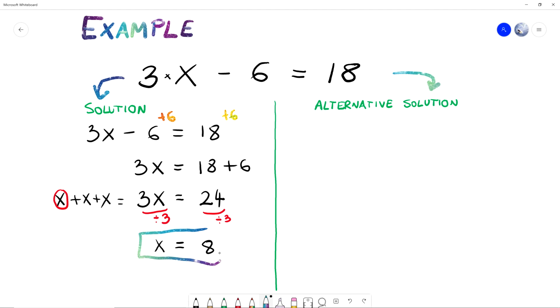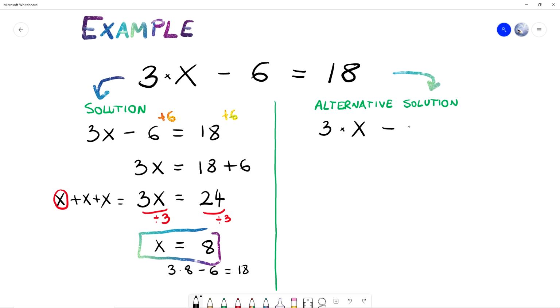So let's see that this solution works. So it would have been 3 times 8, which is 24, minus 6 is 18. So that works. Very good. Thank you, Charlie. So let's see if Natalie maybe can help me this time with this type of equation.